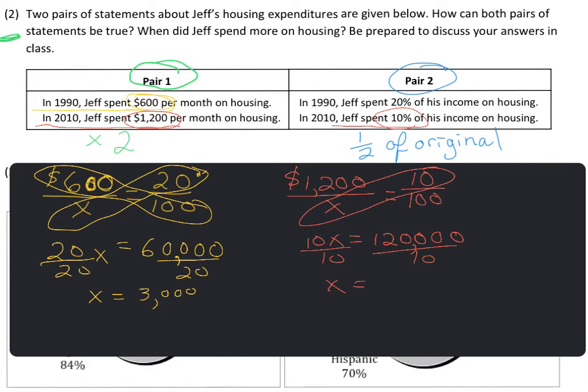Okay, so that's going to actually just drop off 1 0 there. 12,000. $12,000 was his income in 2010, whereas in 1990 he was only making $3,000. Now, notice we're talking about per month.